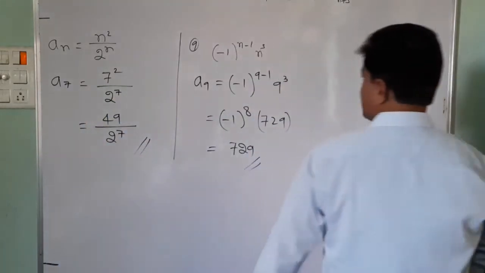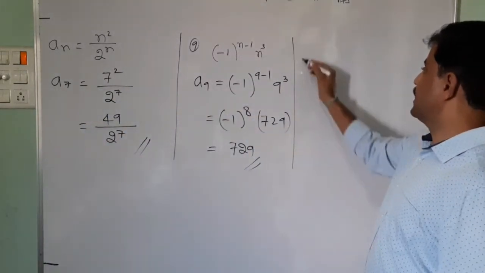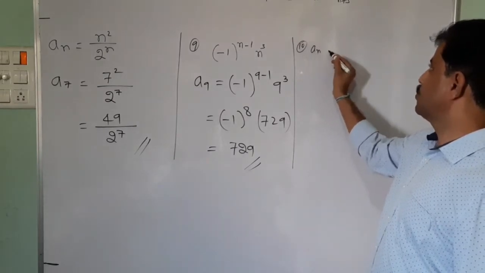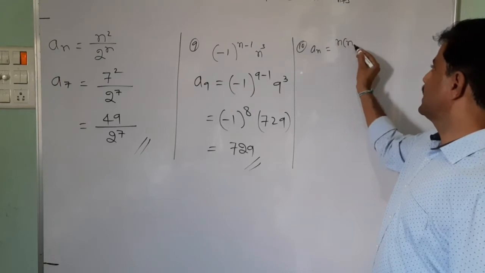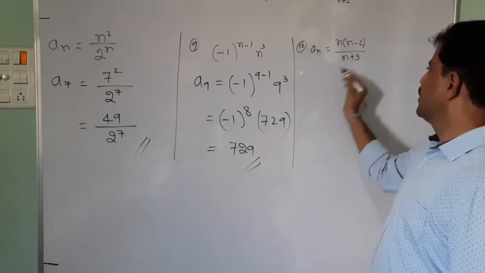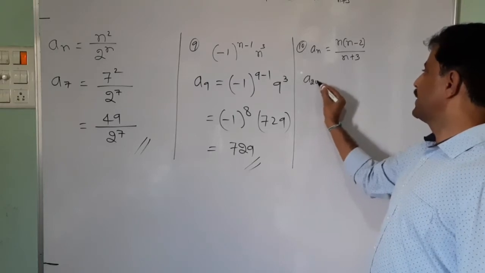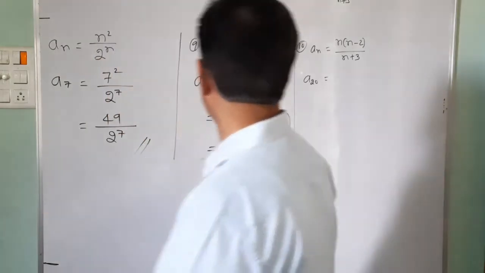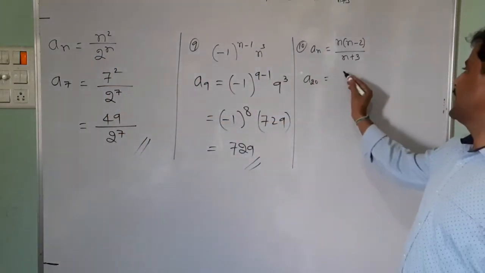Okay, next and last problem, problem number 10. a_n is equal to n into (n minus 2) divided by (n plus 3). Find the value of a_20. So put n equal to 20.